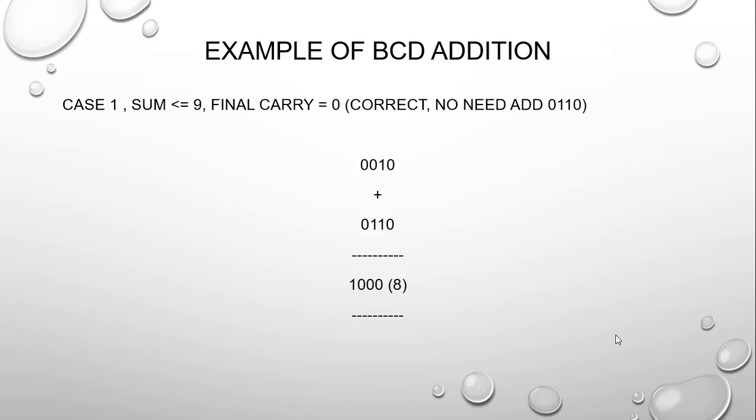For the first example, first case, output of sum is less or equal to 9, final carry is 0. The answer is correct, so no further action is needed. So based on the example, 0010, decimal number of 2, add with 0110, decimal number of 6, the output of sum is 1000, and convert it to decimal, it is 8, so the output is correct. No further action has to be done for this. So let us move on to the next example.